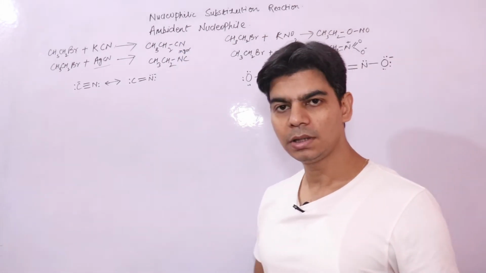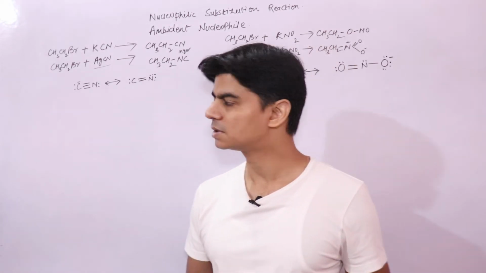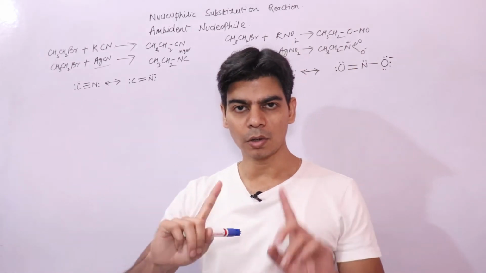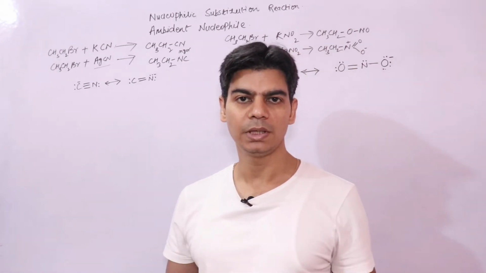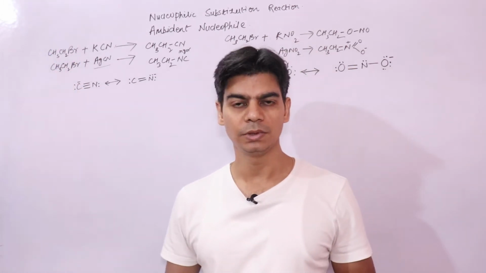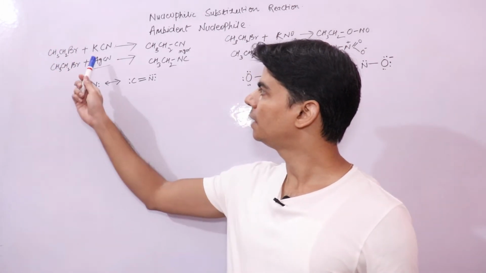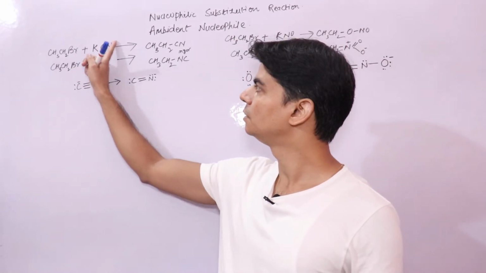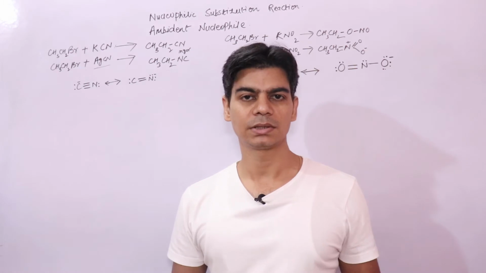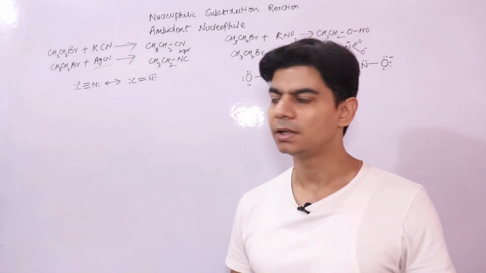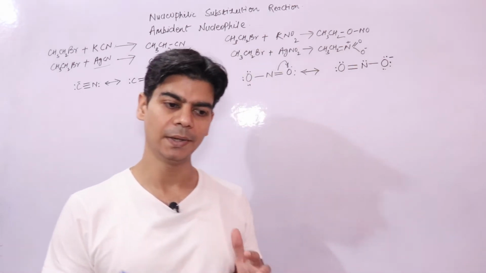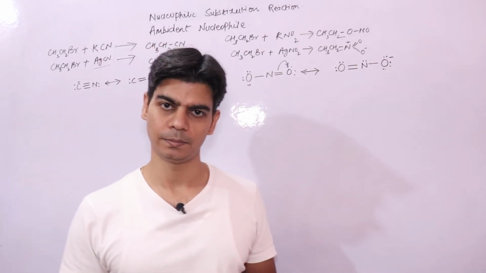Here the important thing to understand is that when we understand an organic reaction, it's a reaction between a substrate, here ethyl bromide, which is an organic compound, and a reagent. The reagent here is your potassium cyanide, and a reagent provides a nucleophile or an electrophile. Here the reagent is giving us a nucleophile, which is CN, the cyanide ion.